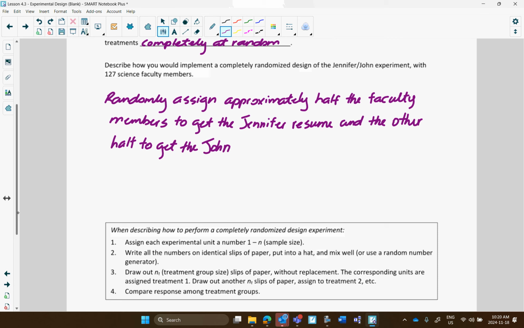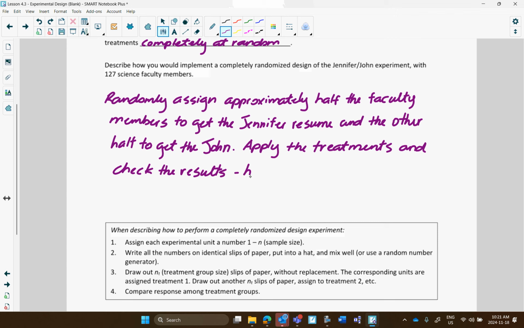Okay, so the next thing to do is apply the treatments. And check the results. And the results would be higher ability and salary.